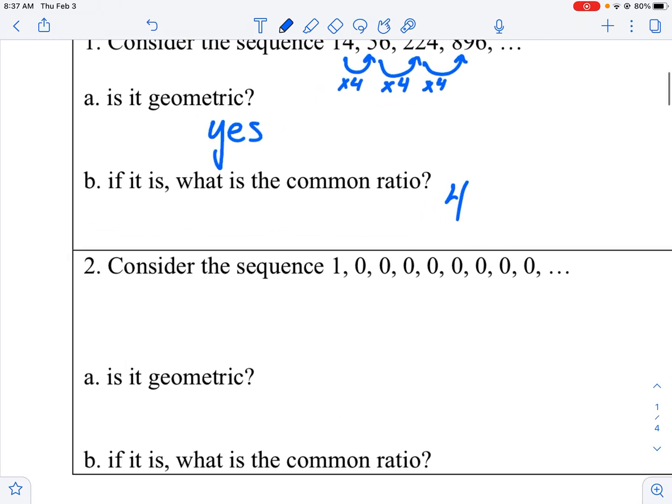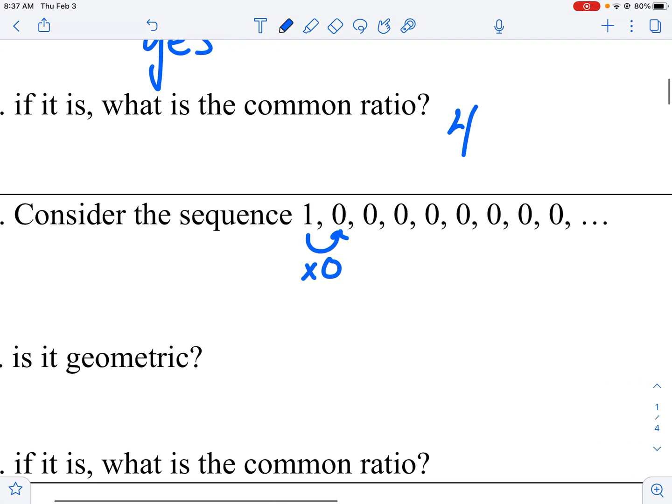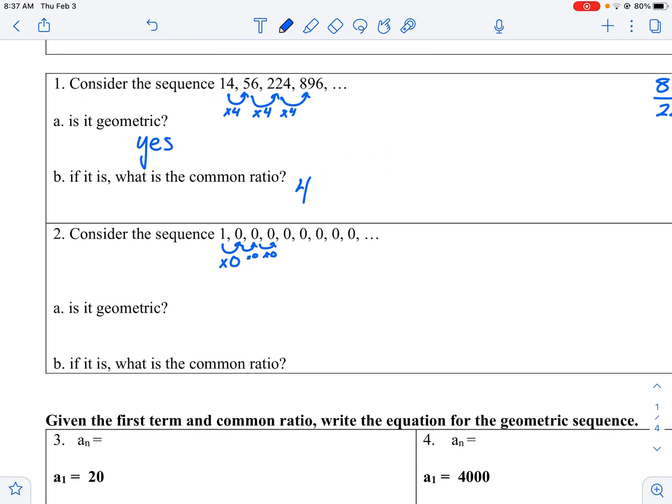So first number, I go from 1 to 0. What do I need to multiply by to go from 1 to 0? So 1 times 0 is 0. Let's check if that keeps working. 0 times 0 is 0, times 0 is 0, times 0. Cool, that keeps getting me 0. So it looks like this is geometric, and my common ratio is 0.